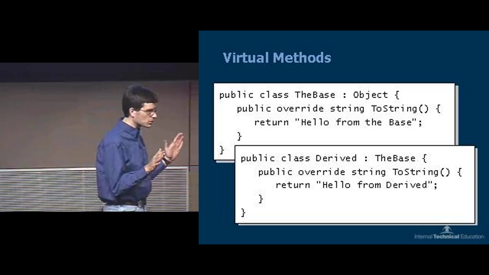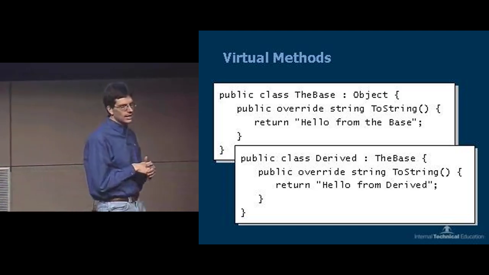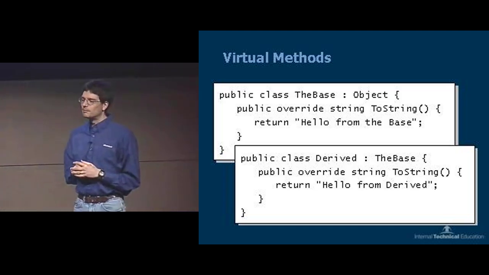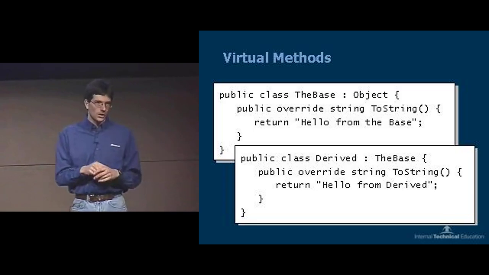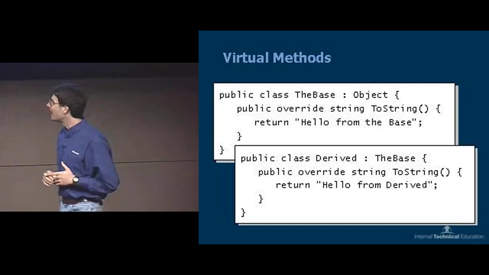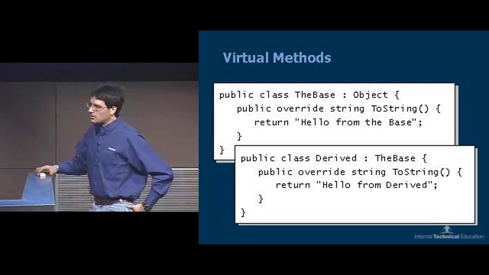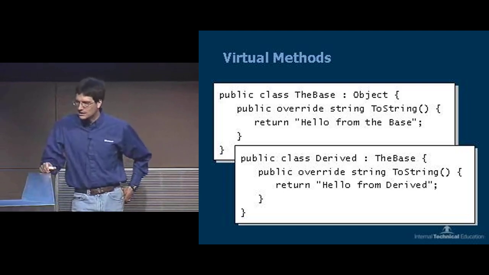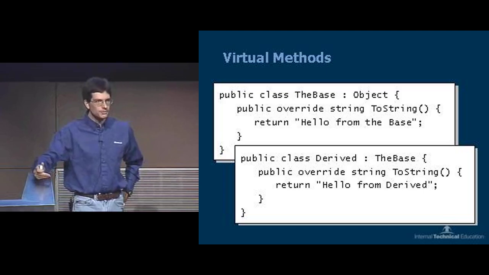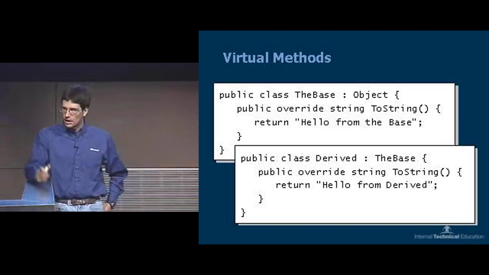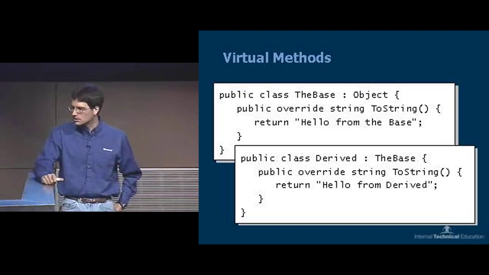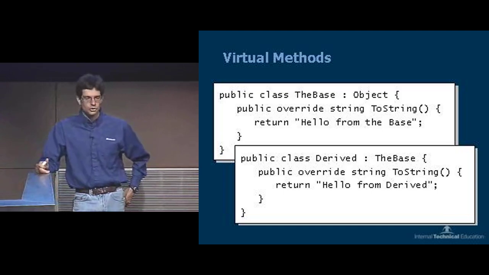I think that virtual members are super powerful in the platform. But they're also very dangerous, and I want to illustrate a little bit of why that is. So let me give you this example: I have this public class called Base, and it inherits from System.Object, as all types do, and it overrides object's ToString method.